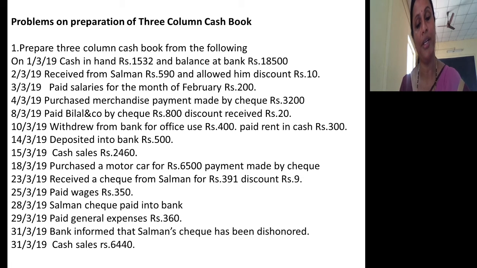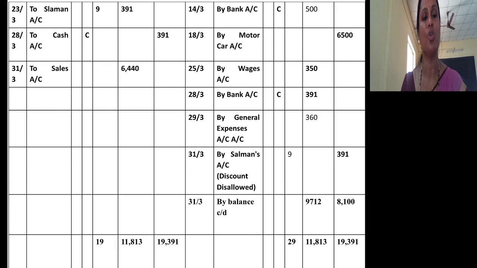So cash account will be debited with 391. Discount account will be debited with 9. Salman's account should be credited with 391 plus 9, that means 400. So just see how I recorded. To Salman's account means cash account debtor, in the cash column 391. Discount account debtor, in the discount column 9, to Salman's account. So this is how I recorded.